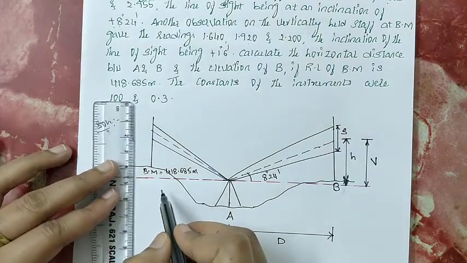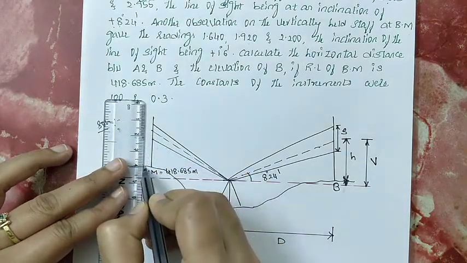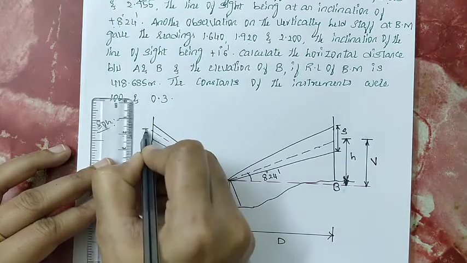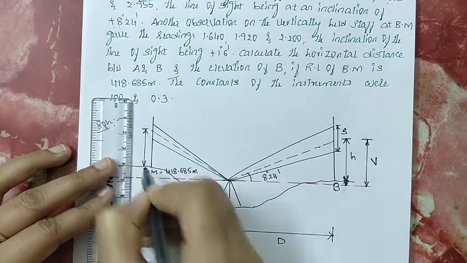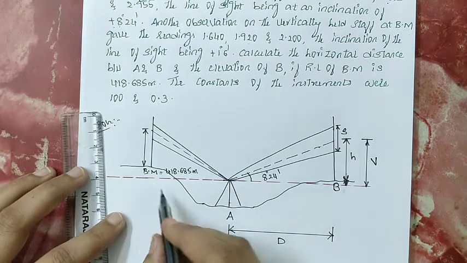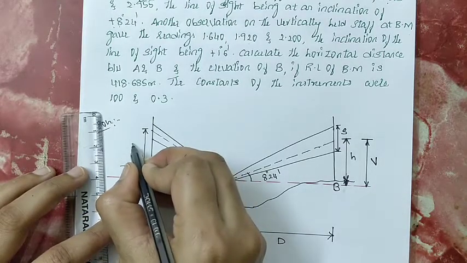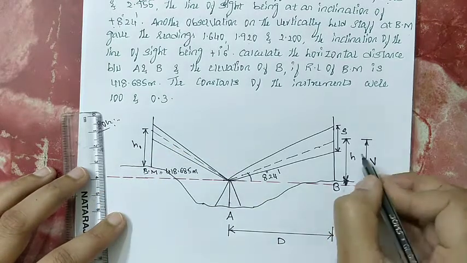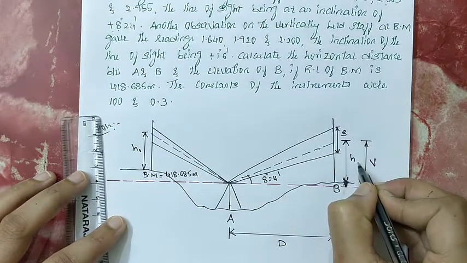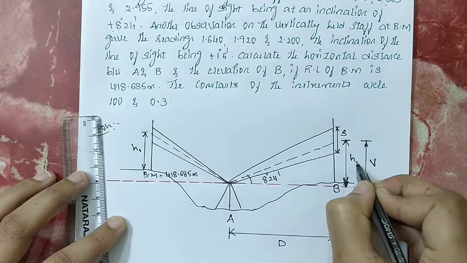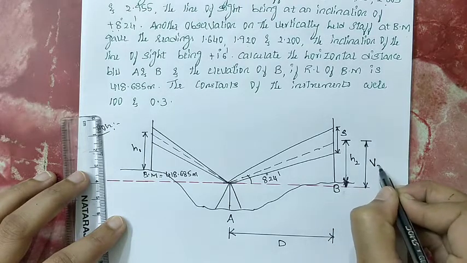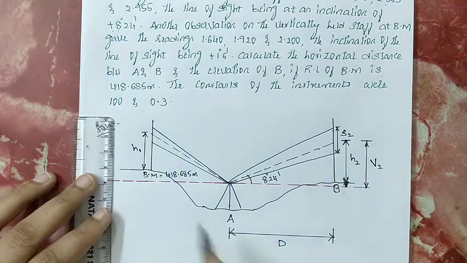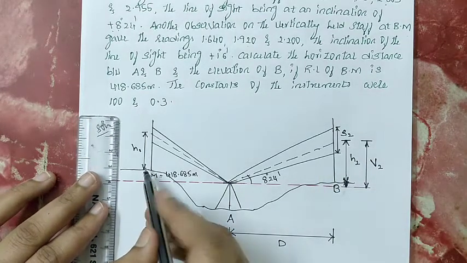Same way here also. From the ground to this middle hair, that height you call it as the first observation, which is taken on the benchmark. I am going to denote all the observations: that is the first observation, I will give it as H1. Similarly, this is the second observation taken on the staff station, that is B. I will give this as H2 and this is V2. This is the second observation, this is S2. This is the first observation which is taken on the benchmark.